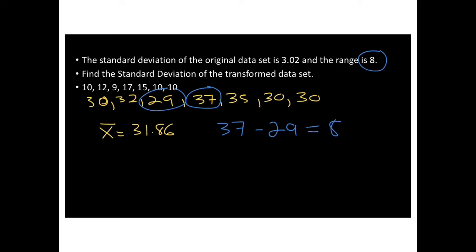And turns out that's not a coincidence. When you're increasing everything or decreasing everything by the same amount, the distance from the smallest to the largest number is always going to stay the same. So whatever your original range is, your new range is going to maintain that same value.